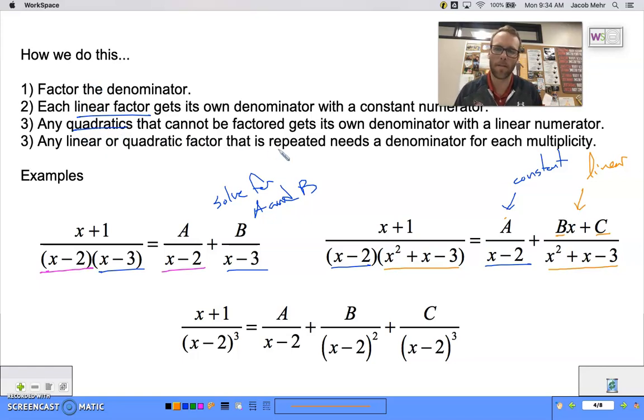Now, what happens if a factor is repeated? Okay, this gets kind of interesting. Let's look at this example. We have a linear factor. That's important. I know we see the cubed here, but it's a linear factor. It's just repeated 3 times. What we do is the linear factor gets its own denominator. Then we take that linear factor squared and it gets its own denominator. And then the linear factor cubed gets its own denominator. Now, if this would have been a fourth, we would have had to go one more. We would have had to say d over x minus 2 to the 4th.